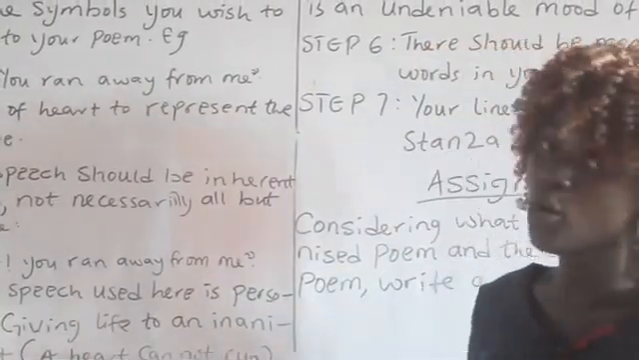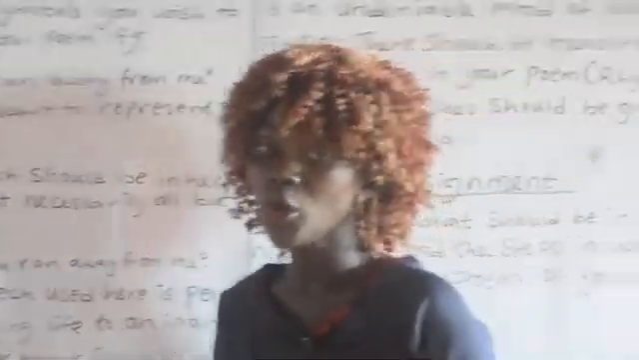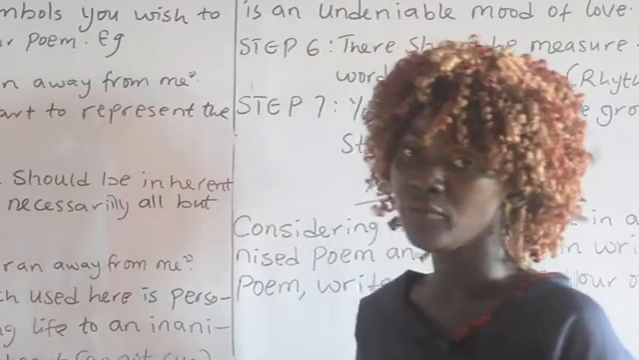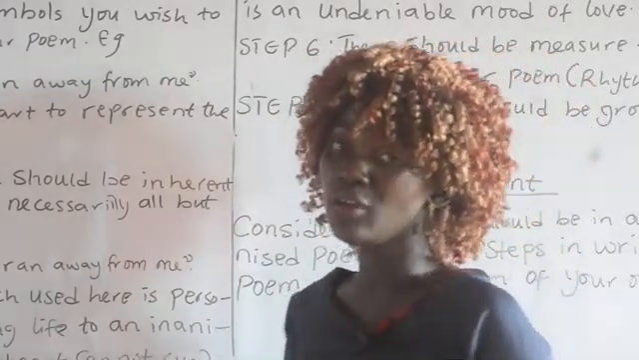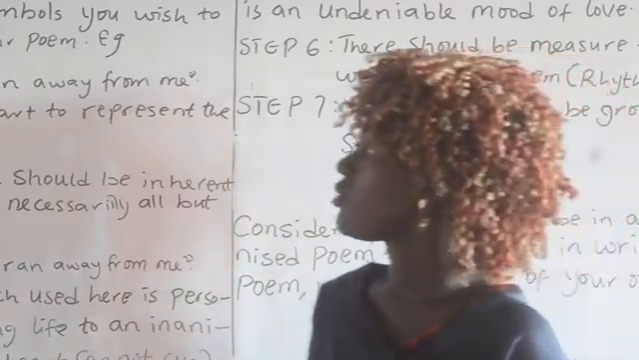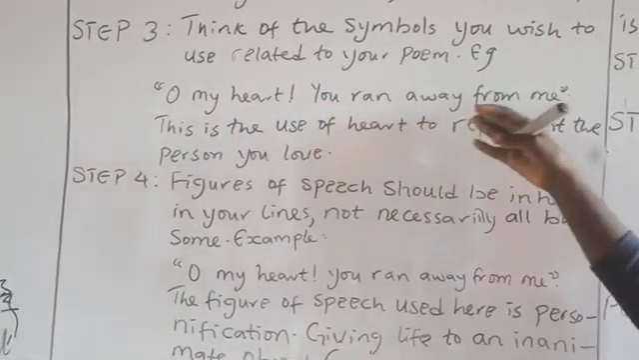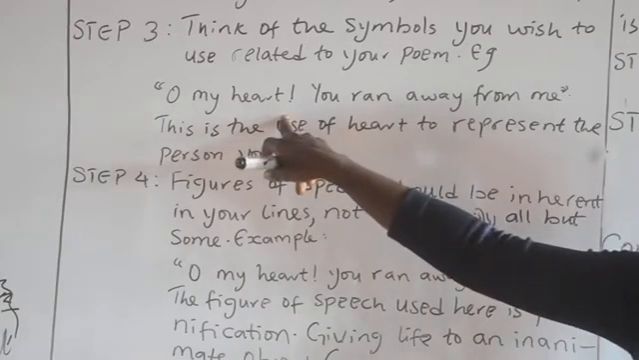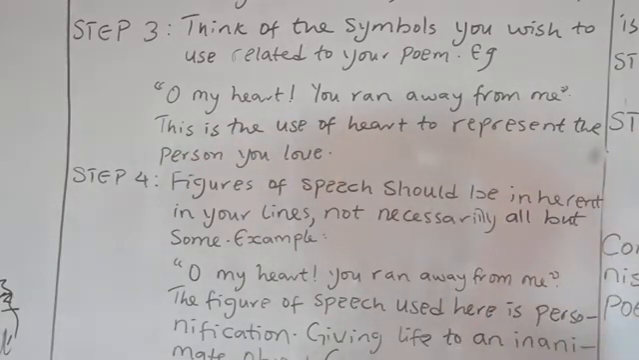For example, if you want to talk about your love for someone, you can use a heart to represent the person you love. Or if you want to talk about authority, you can use a staff to represent authority. For example, we have here, "Oh my heart, you ran away from me." The heart here symbolizes someone you love. So in your poem, there must be symbols. When writing a poem, you should include symbols that you wish to use.